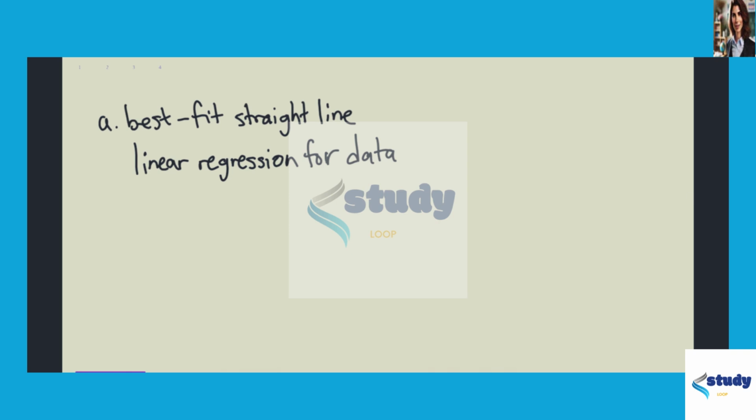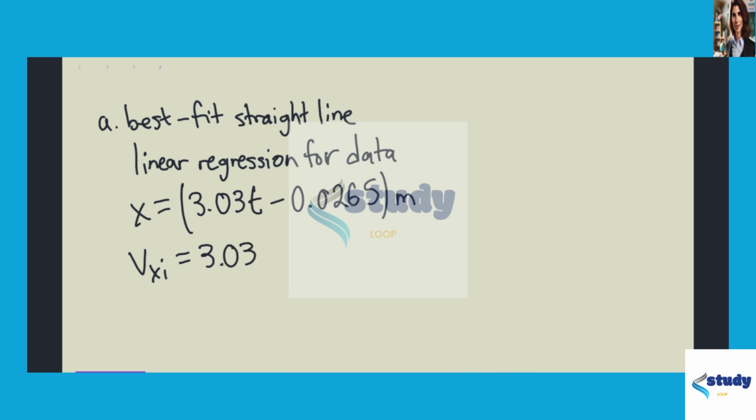And so when you plug in the data in Excel, the equation is going to be x equaling 3.03t minus 0.0265 meters. So that would be the units. We know that the initial speed of the ball is the x component of velocity, which from this equation would be 3.03 meters per second. So we can say Vx initial would be equal to 3.03 meters per second.